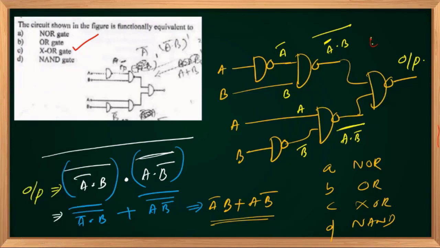Right. Look at this. We have implemented an XOR gate using NAND gates only. So all gates can be implemented using NAND gates. So C is the right choice. Clear? So let us wind up.